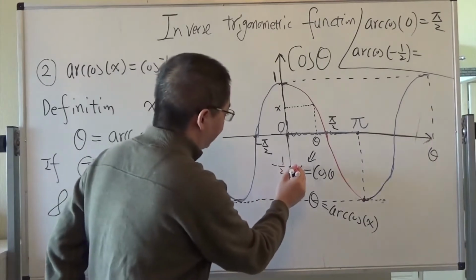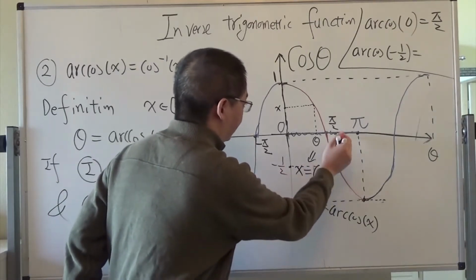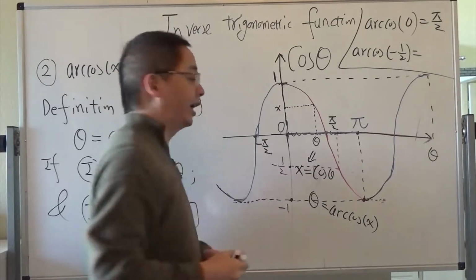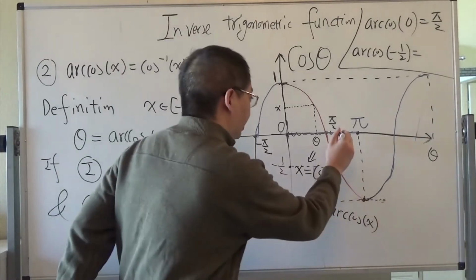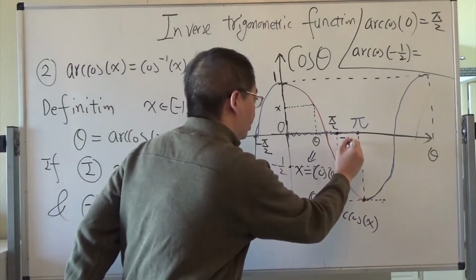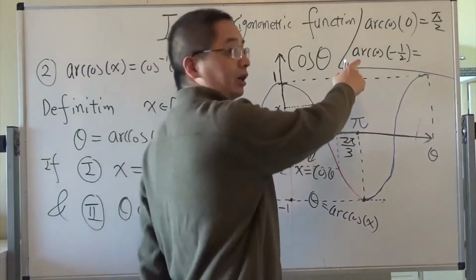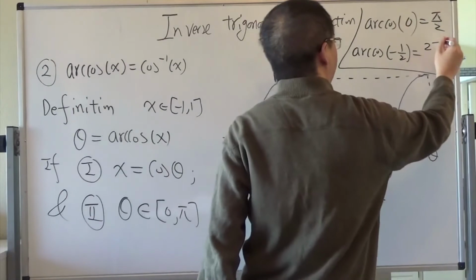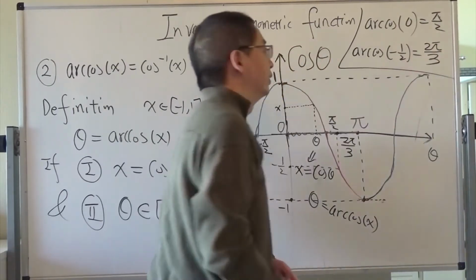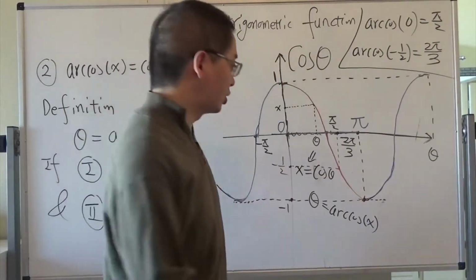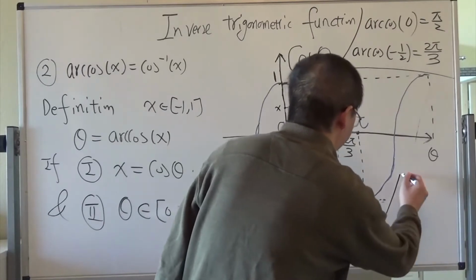And then we find the corresponding angle, which is bigger than pi over 2, bigger than pi. We know this angle is 2 pi over 3. Okay, so arc cosine of -1/2 is 2 pi over 3. Also, let's do two more examples.